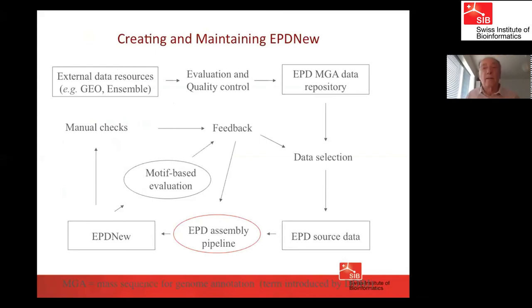So, let me say a few words on the EPD assembly pipeline. So the goal is to identify promoters. And promoters are defined not as single transcription start sites, but as transcription initiation regions. And underlying is a certain assumption about the size of a promoter. So we think that a promoter can be as large as about 100 base pairs or maybe 150 base pairs. That's maybe what corresponds to the largest transcription start site clusters we observe, clusters that are clearly associated with a gene. And for these clusters, we try to select the most representative single initiation site.